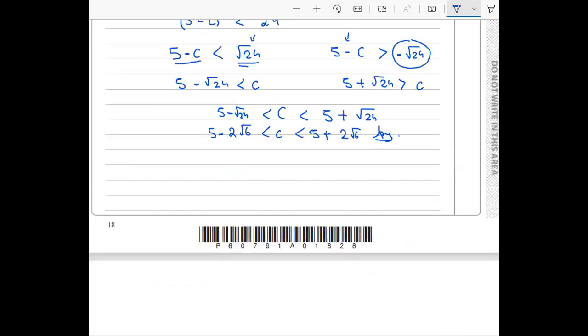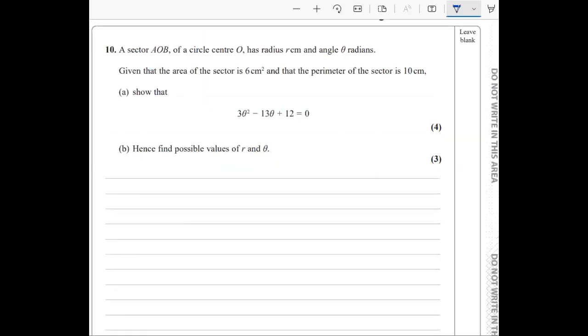So let's talk about the 10th question. Okay. This is the 10th question. A sector AOB. Do you know what a sector is? This is your circle. It's like a piece of the circle, a pizza slice or cake slice, whatever you call it. Okay. And let's say this is theta.